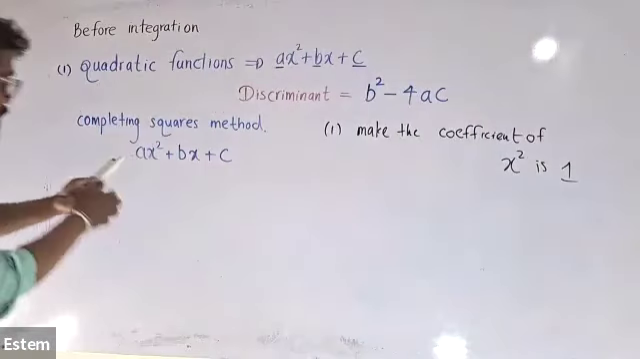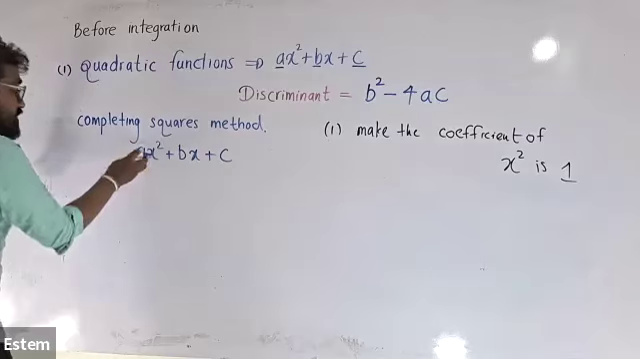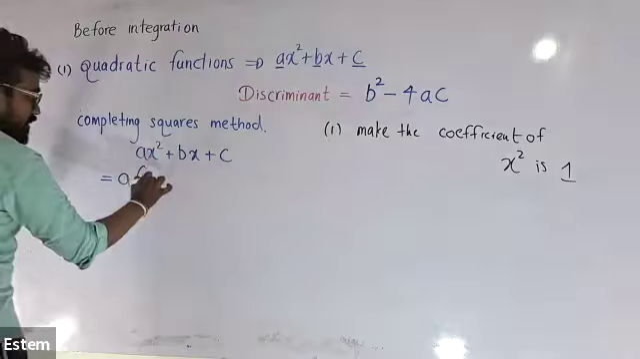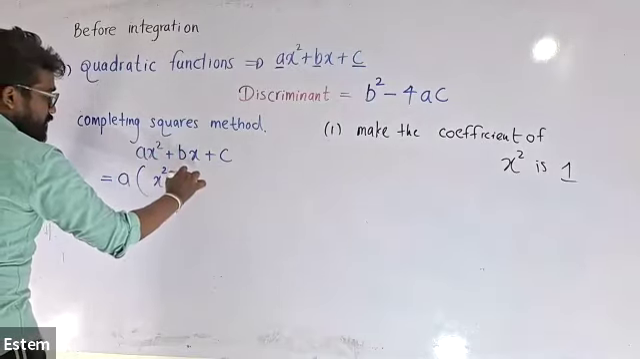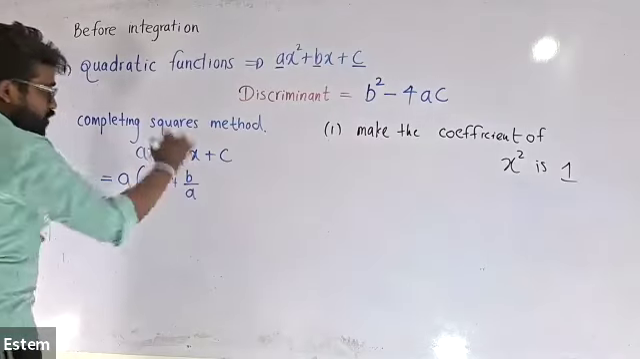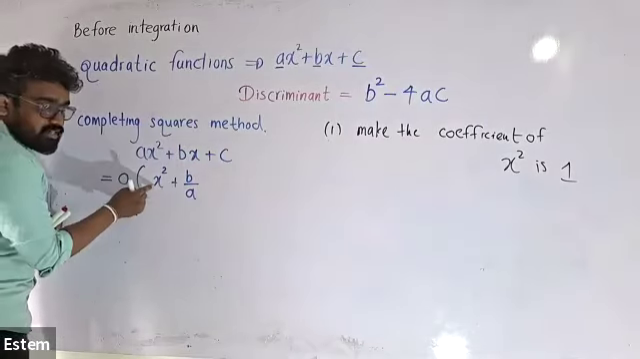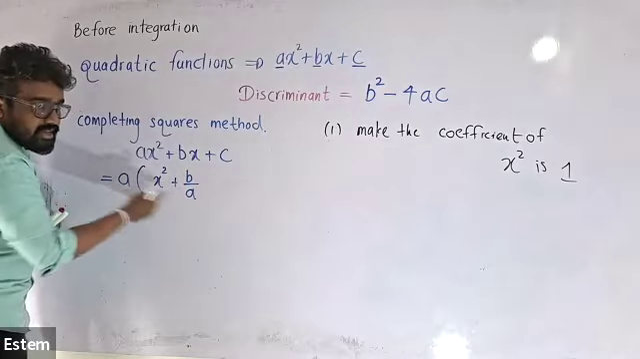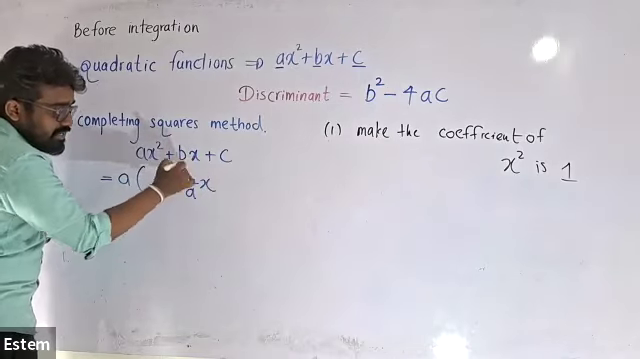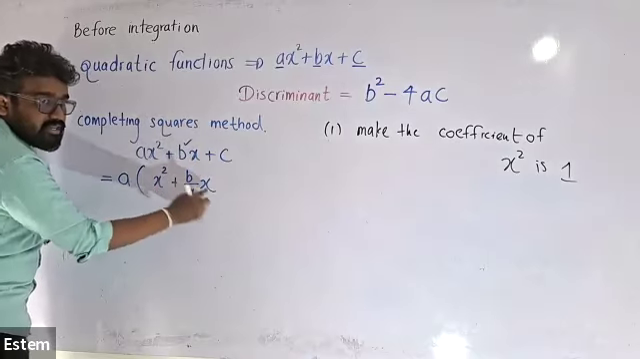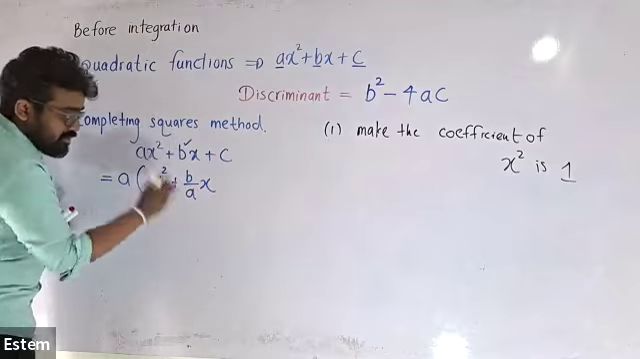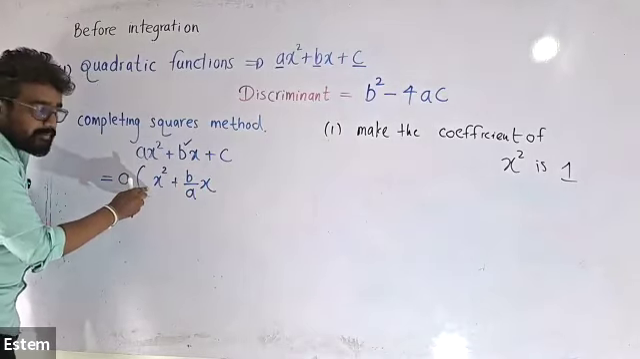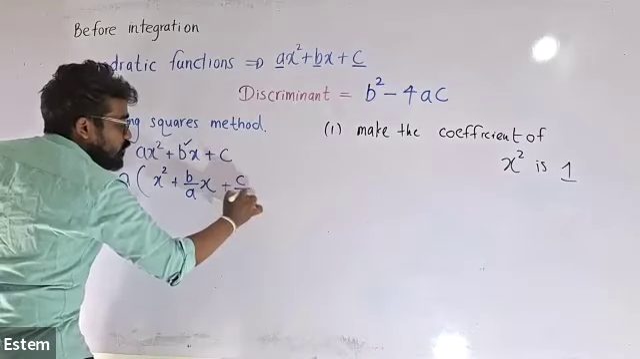How did we make that? We take a out and open the bracket. Then what's happening? x squared plus, what's happened here? It is b over a. See, a times x squared, when a is multiplied with b over a, the a's cancel out, and bx is kept here. I want to make the coefficient 1 here. That's why, and here it is c over a.